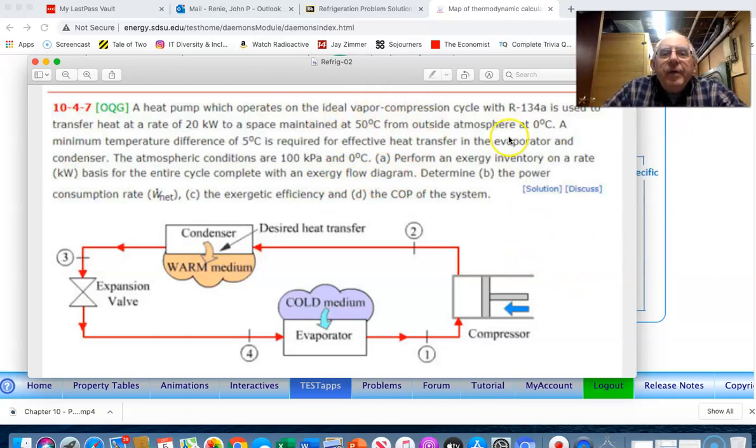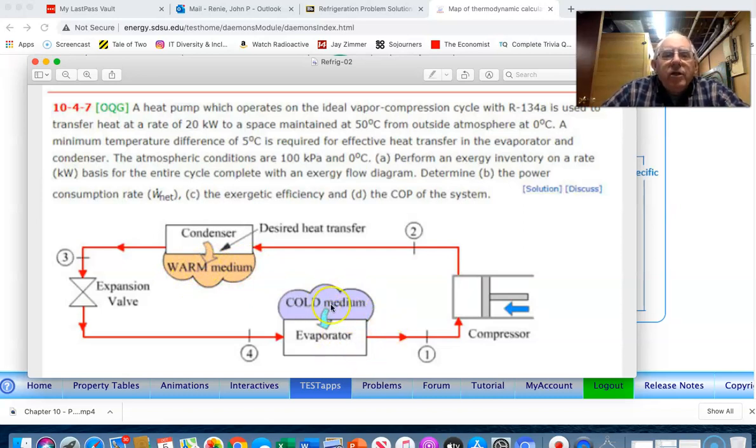Okay, it is an ideal vapor compression cycle, so that means that the evaporator is evaporating the working fluid up to a quality of 1, or a saturated vapor. So state 1 is a saturated vapor. We also know from the information that the condensation occurs to the saturated liquid condition, a quality equal to 0. We also know that the warm region is at 50 degrees Celsius.